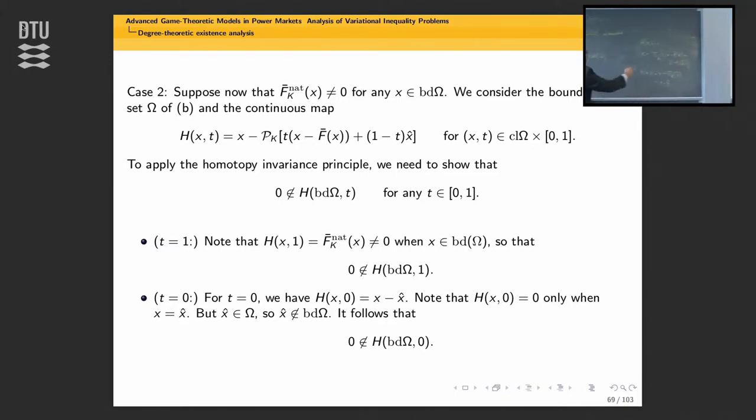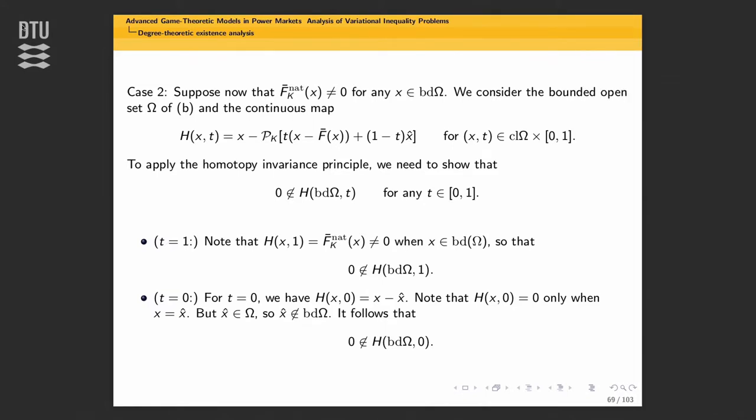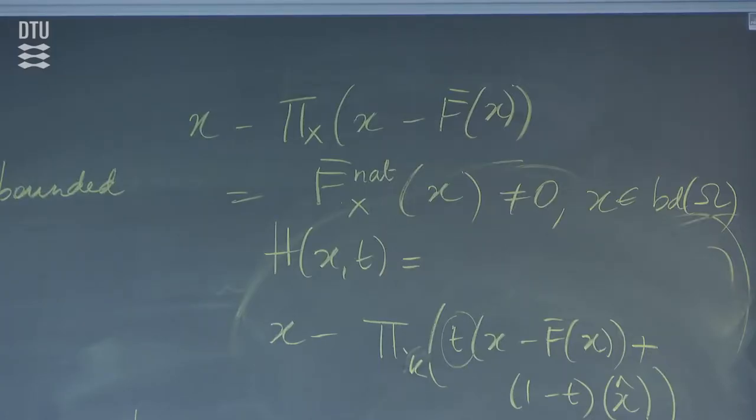When t is equal to 1, what do you get? You get x minus the projection of x minus f bar of x, which is equal to the f bar of the natural map of x. And this is not equal to 0 when x is in the boundary of omega. Why is that? Because of the assumption. That's case 2. That's what we started with, right? Which means 0 does not lie in h of the boundary of omega, 1.